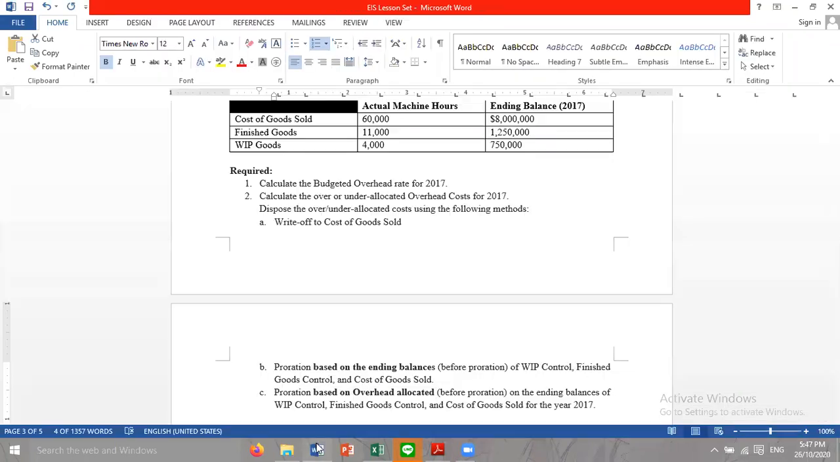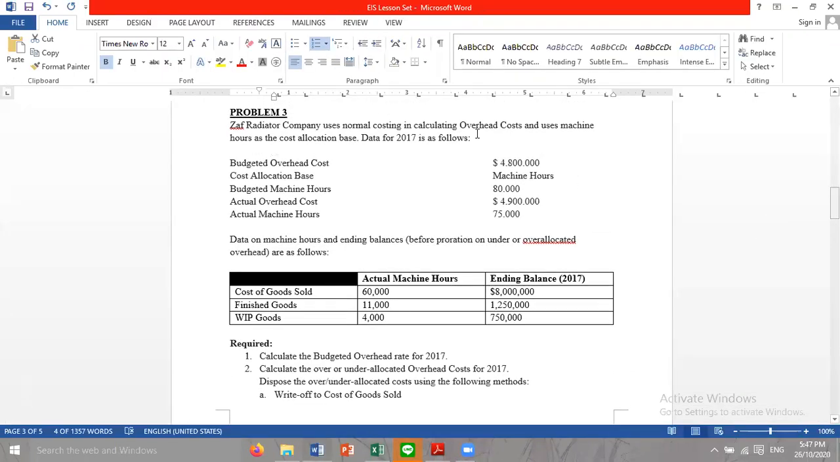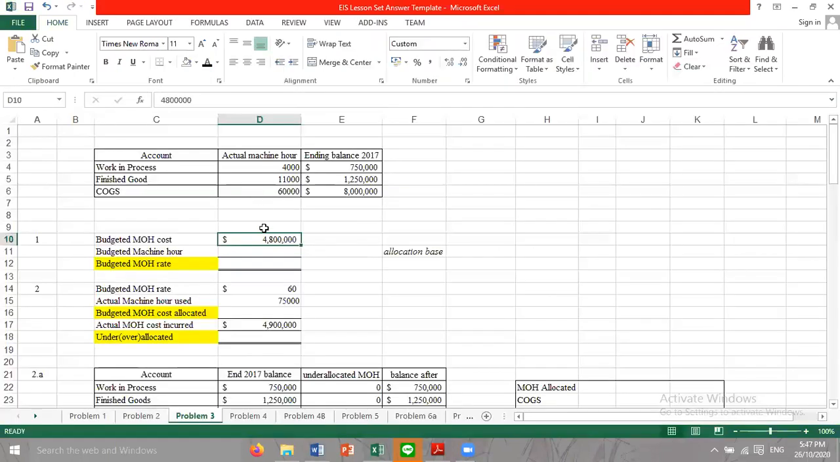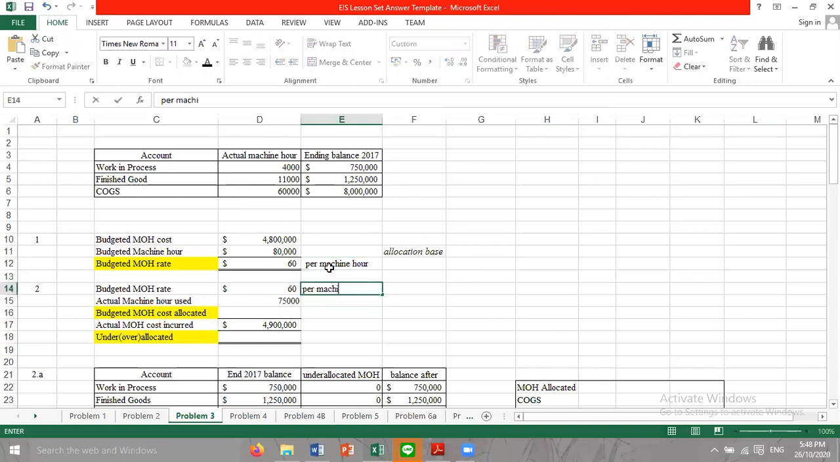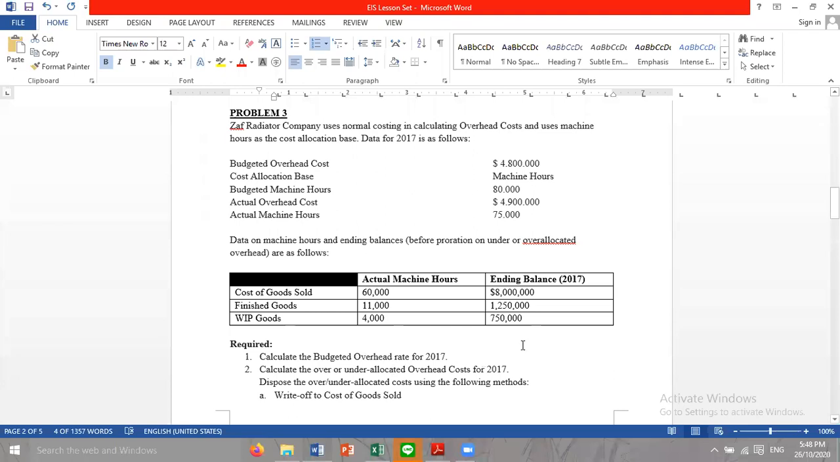In this case, we just need to copy paste the data from the question. We already have 4,800,000. It's right here. And we have budgeted machine hours of 80,000. It's in the question as well. So easy enough, we just divide them and we'll get the budgeted MOH rate of $60 per machine hour. Just remember this is per machine hour.